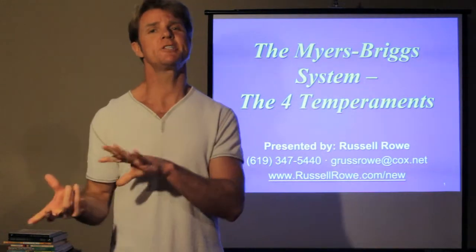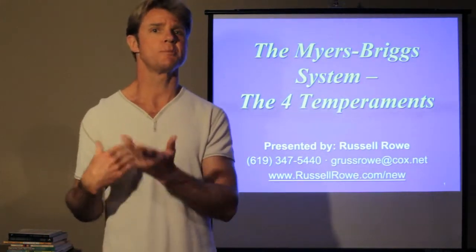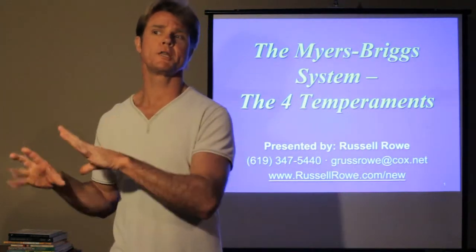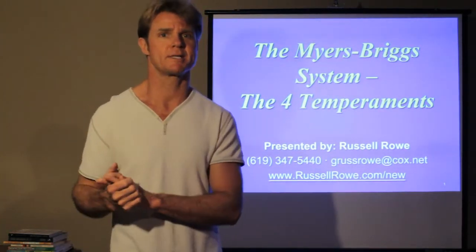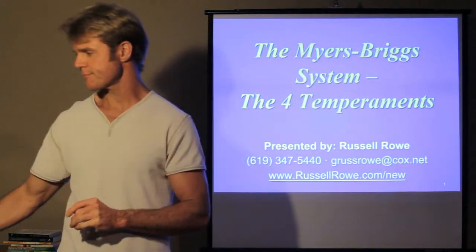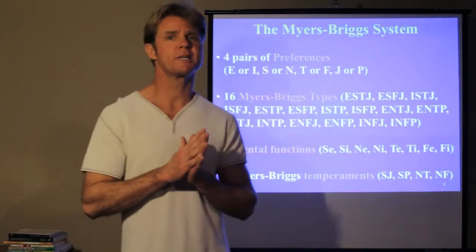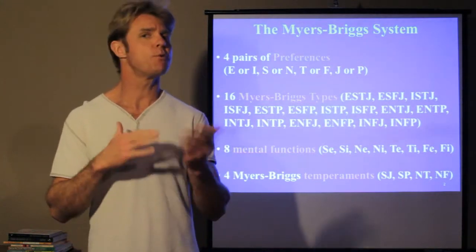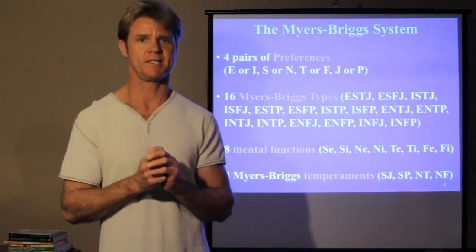And they fit into the Myers-Briggs system, which I'm going to also be talking about later. So I'm going to sort of put them into the context of the Myers-Briggs system, okay? So in the Myers-Briggs system, there are 4 pairs of preferences. Everyone has all of these preferences, okay?